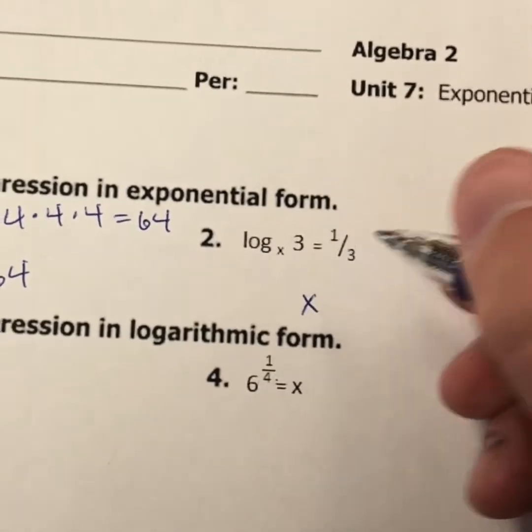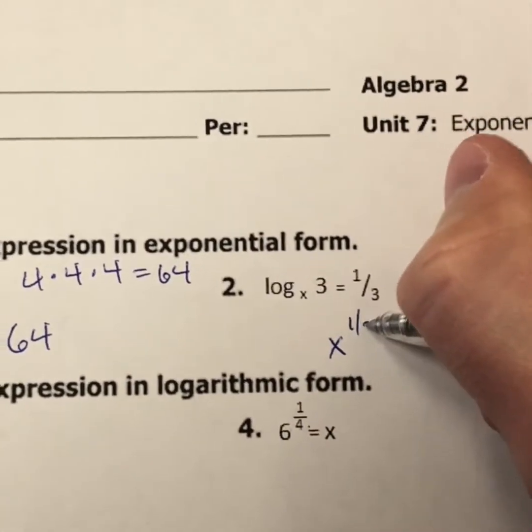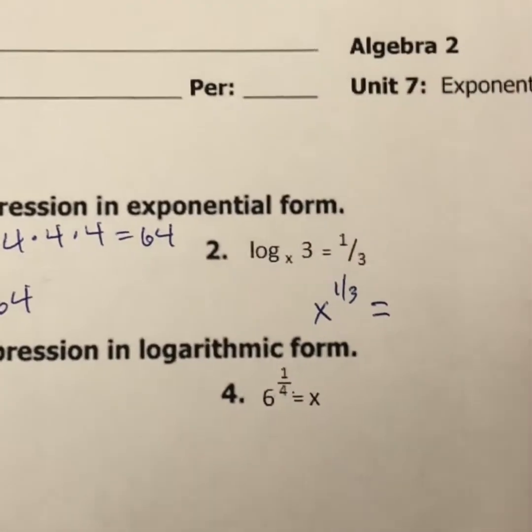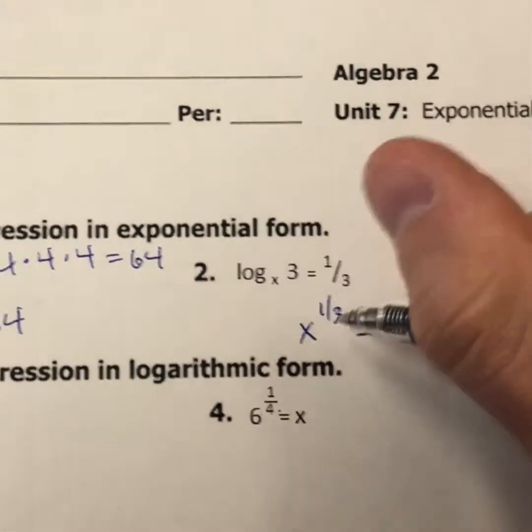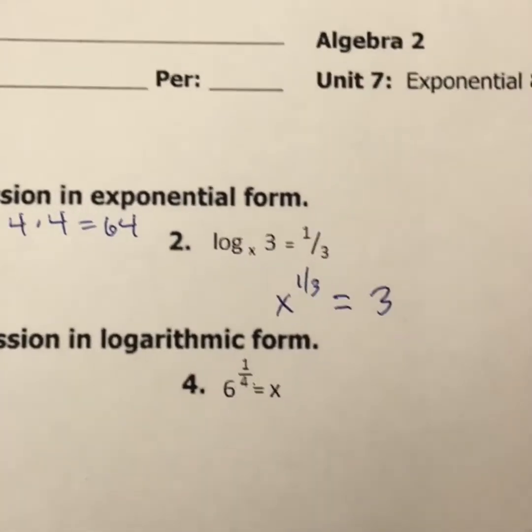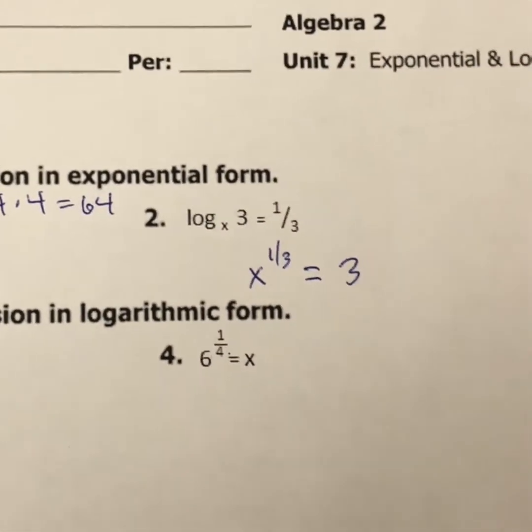We're going to swap those numbers again. So x to the 1/3 equals 3. Notice how these two just swap positions, except the 1/3 is now in the exponent. x to the 1/3 equals 3, and that would be all you have to do.